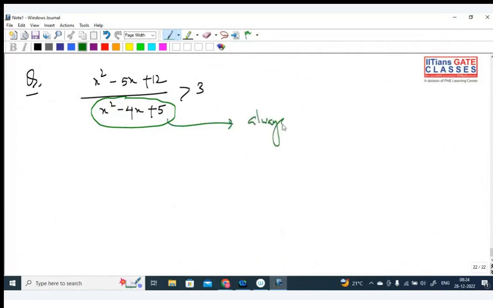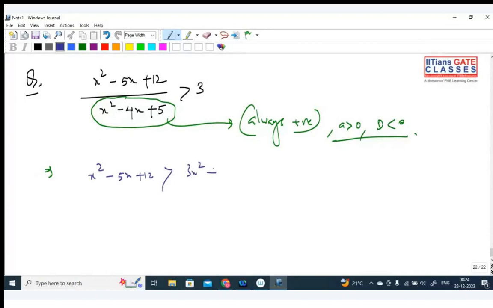You check here, a is greater than 0 and d is less than 0. So you can do the cross multiplication directly. So it is x square minus 5x plus 12 greater than 3x square minus 12x plus 15. Now it is very simple. You can solve this, and you will get 2x square minus 7x plus 3, which is less than 0. Understand? So I believe now you can solve this.